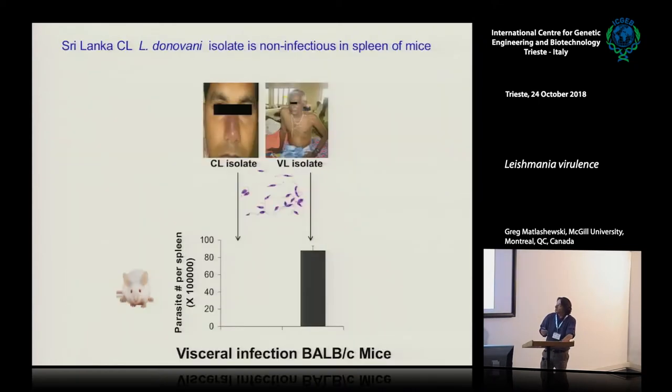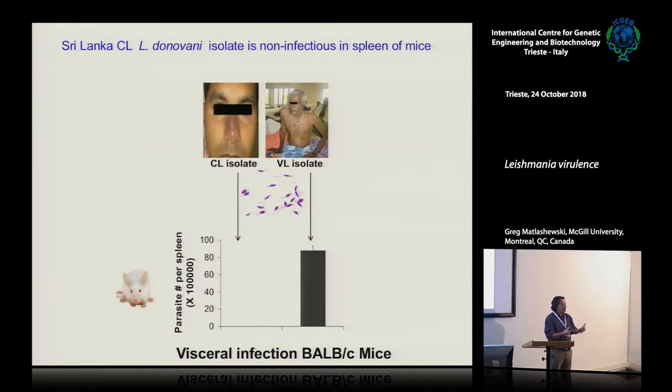And this was probably one of the more interesting results we had over the many years I've been working on leishmaniasis. When we took the cutaneous parasite and injected it IV into a mouse, and then 1 month later looked in the liver and spleen, we found very few parasites, almost no parasites at all. But from the visceral patient's parasite, we had a lot of parasites. So this one was very virulent in the mouse. This one survives in the visceral organs in the mouse, and this one does not. So biologically, they're different.